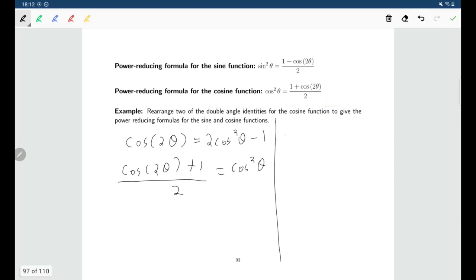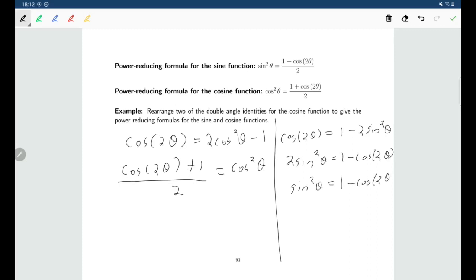You also know that cosine 2 theta is 1 minus 2 sine squared theta, and if you were to rewrite it, you could see that sine squared theta could be rewritten as 1 minus cos 2 theta over 2. And so there we go. Those are our power reducing formulas, which basically are our double angle formula for cosine just rewritten.